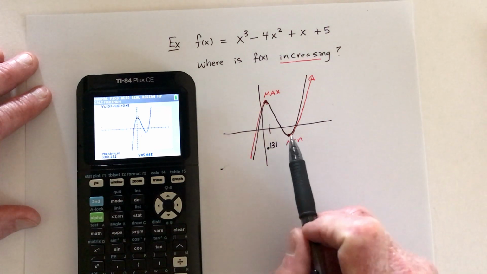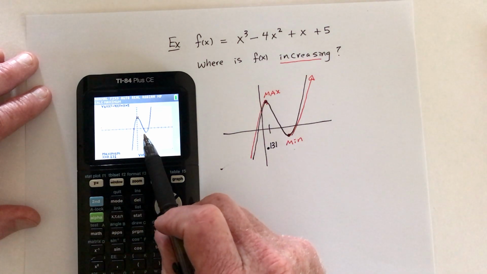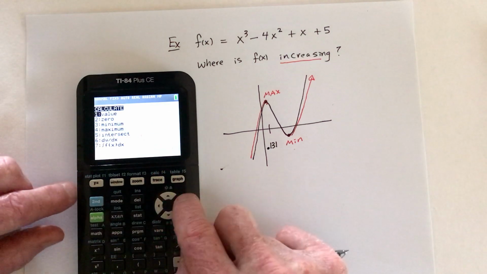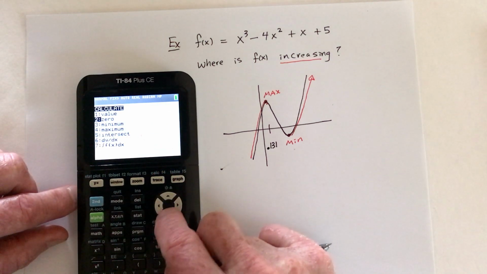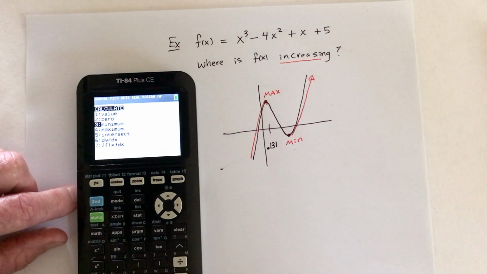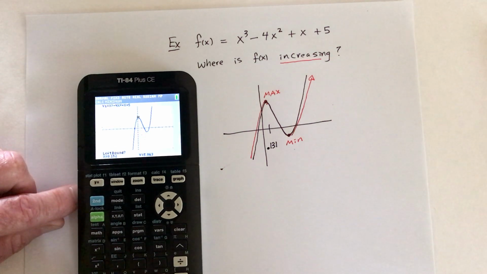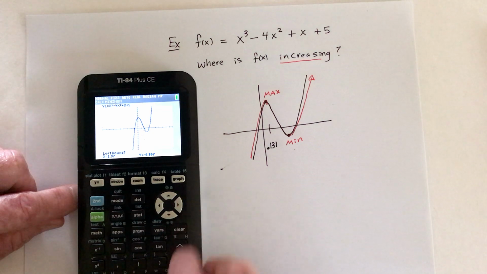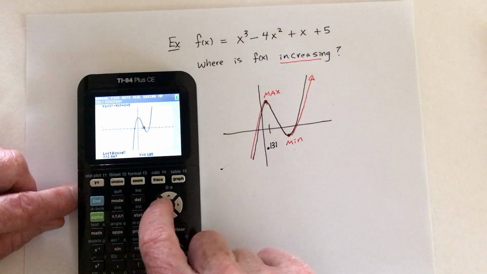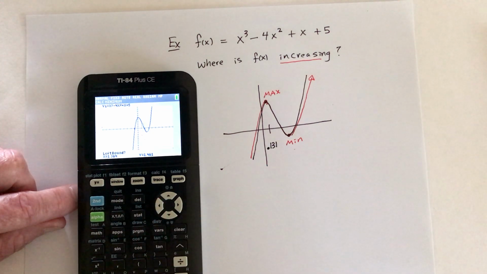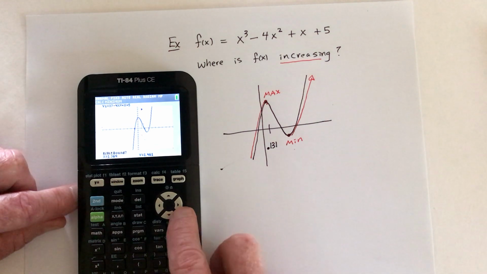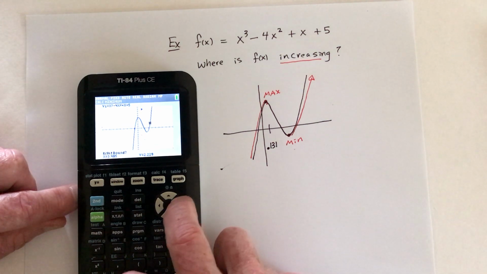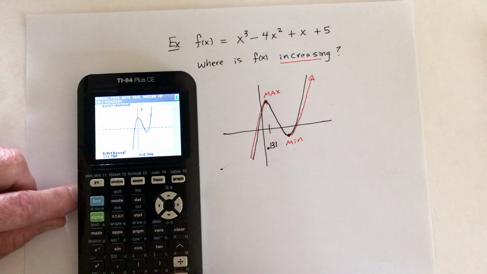Now let's find this one. So that is the minimum. So put second calculate, and then you guessed it, number 3, the minimum. And again, move until you are to the left of that minimum. And it doesn't even have to be that close, like right here. And move to the right of it. And again, it doesn't even have to be that close, like right there. I'm not being very accurate at all.